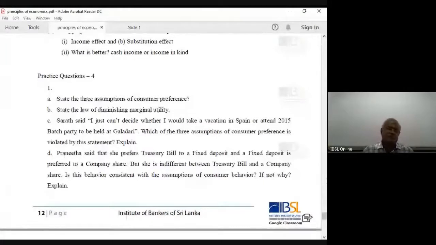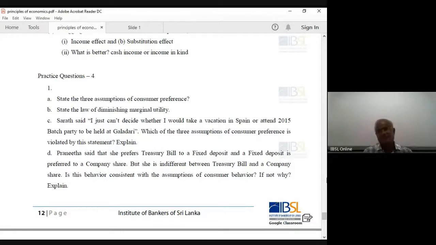But see, Sarat said, I just can't decide whether I would take a vacation in Spain or attend the 2015 batch party to be held at Galadari. I just can't decide. I don't know. I can't say. I can't give a preference. I can't order. Which of the 3 assumptions of consumer preference is violated by this statement?